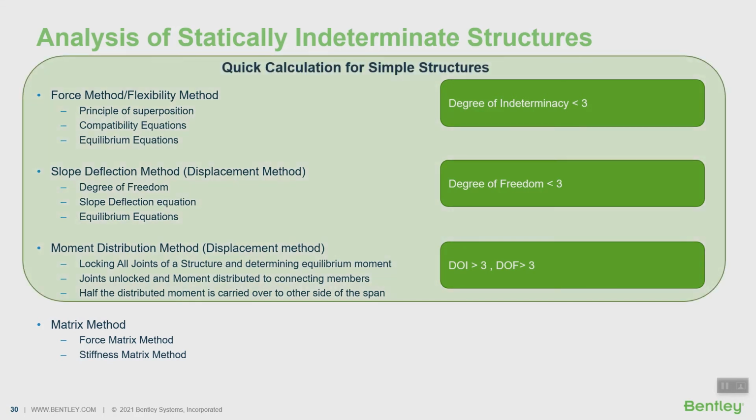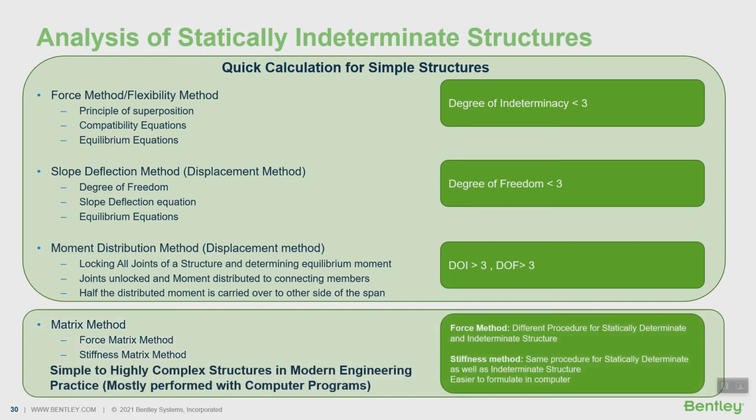So all of these three methods are practically only used to perform quick calculations for simple structures. Complex modern structures are typically analyzed using the matrix method. It is also easier to formulate in a computer, and even more so for the stiffness matrix method, which utilizes the same procedure for statically determinate as well as indeterminate structures. Whereas for the force method, there are different procedures for statically determinate and indeterminate structures. So let's look at this preferred method of stiffness matrix method in a little more detail.